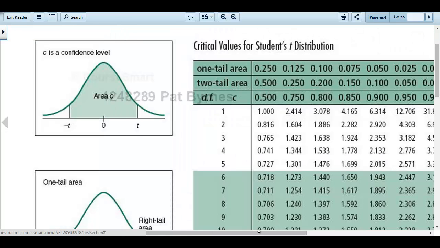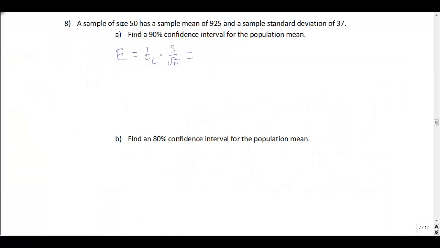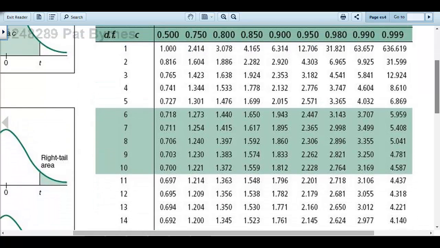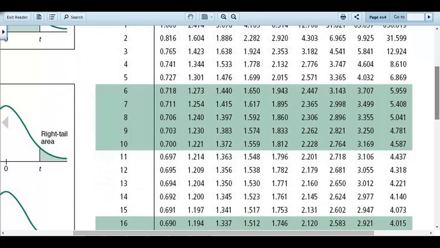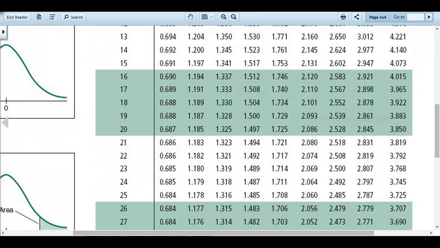What I can do is I have a 0.9 level of confidence, but I need to know, let's see, sample size is 50, so degrees of freedom is 49. So I need to go to 49. I gotta make sure I'm in 90%. So this column here at the 1.771. This column here, we're still not at 50, so like the 1.706 there.